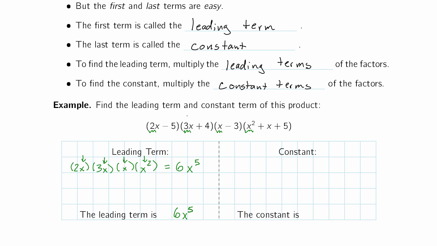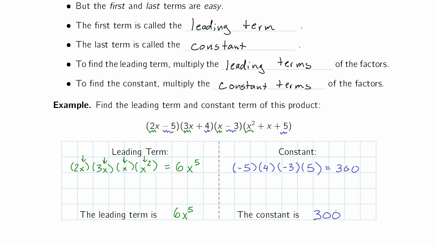The constant term of our product, well, we want to look at this -5, this 4, this -3, and this 5. We've got -5 times 4 times -3 times another 5. That multiplication looks like a job for a calculator. It gives us 300. So the constant term is 300. This is pretty neat, actually.